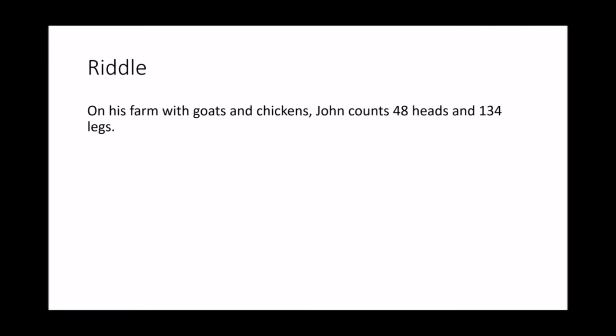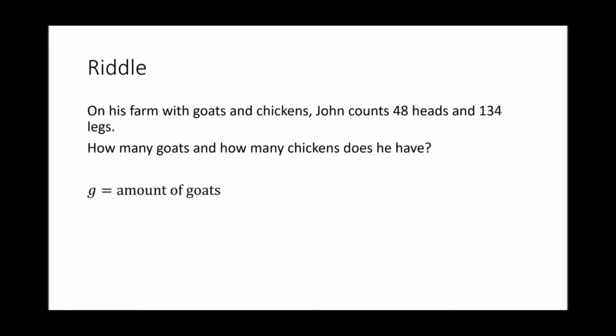John has a farm with goats and chickens, and on that farm he counts a total of 48 heads and 134 legs. So the question is, with that information, how many goats and how many chickens does he have? To solve that, let's first set up some variables. Let's call the amount of goats G and the amount of chickens C.